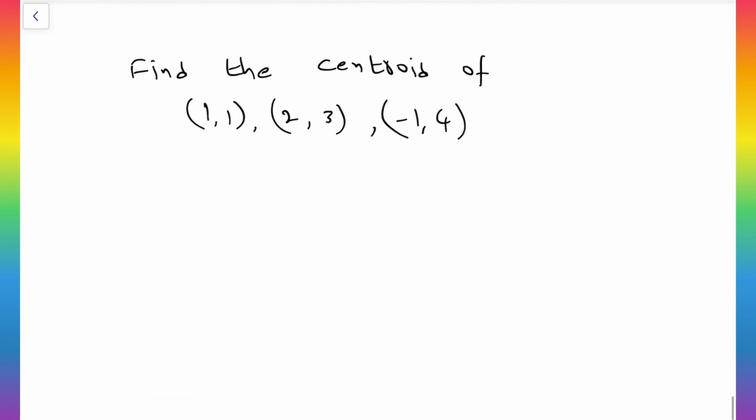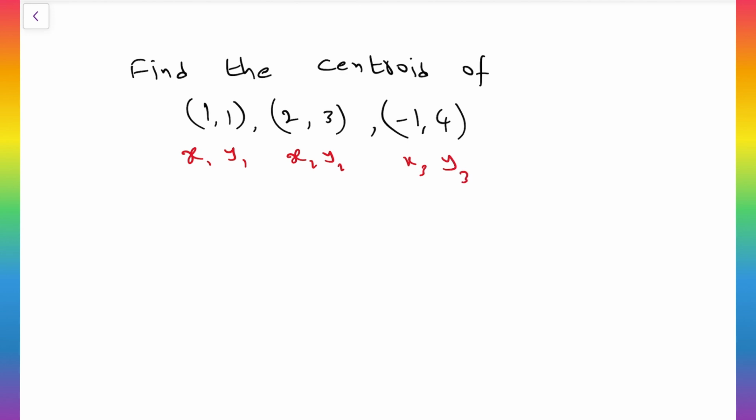Next, find the centroid of the 3 vertices of a triangle where the vertices are 1 comma 1, 2 comma 3 and minus 1 comma 4. So this I am taking as x1 y1 and this as x2 y2 and this will be x3 y3.